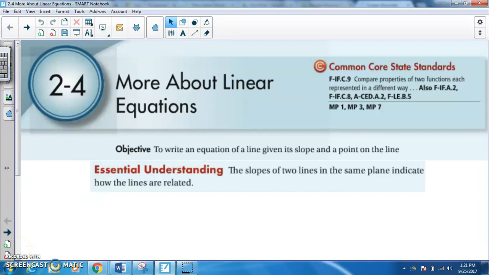Hey guys, today we're going to do more about linear equations. Our objective will be to write an equation of a line given its slope and a point on the line. Our essential understanding is the slope of two lines in the same plane indicate how the lines are related.